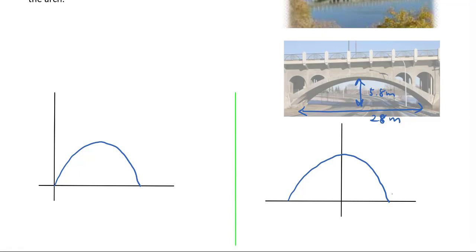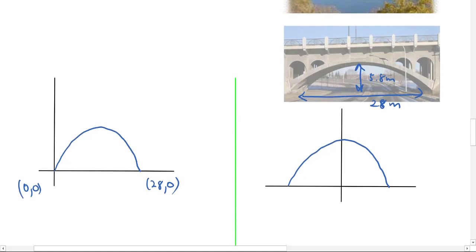If we start with the first one, we have a 0 at 0. And since it's 28 meters wide, we have a second 0 at 28. Looking at the second picture, if we split it in half, we have zeros at negative 14 and 0. And we have another 0 at 14 and 0.